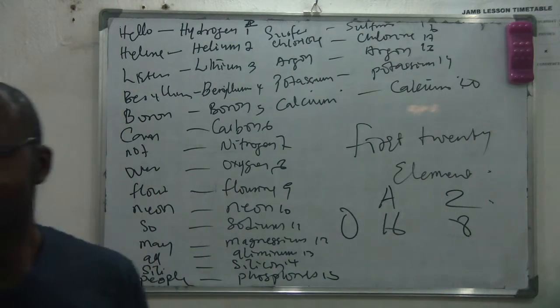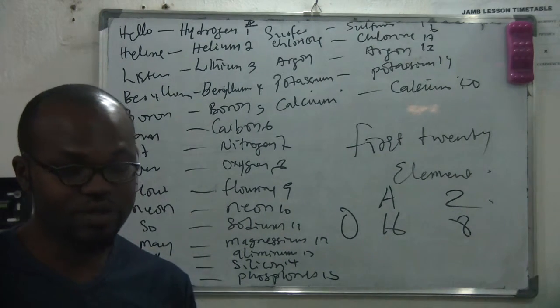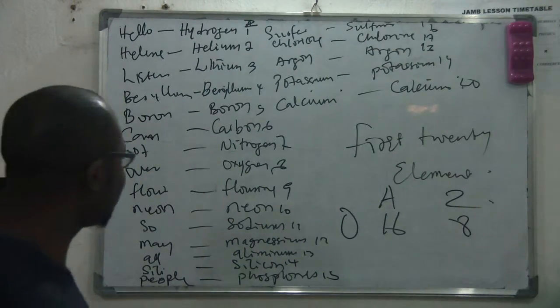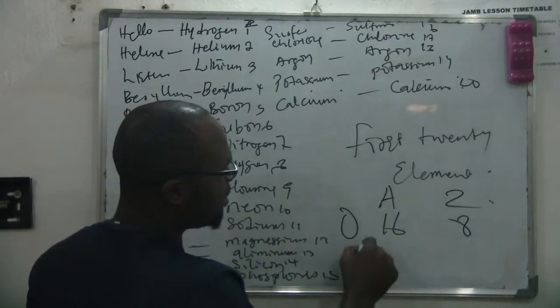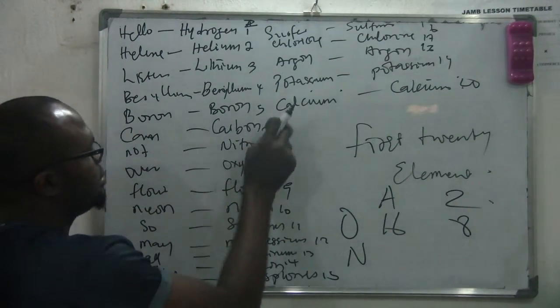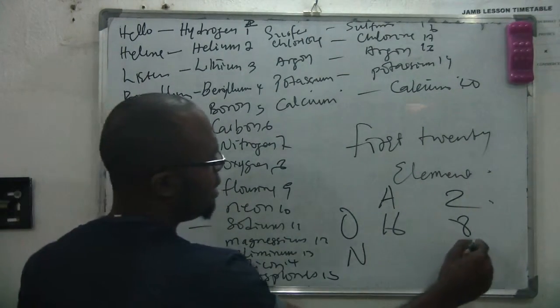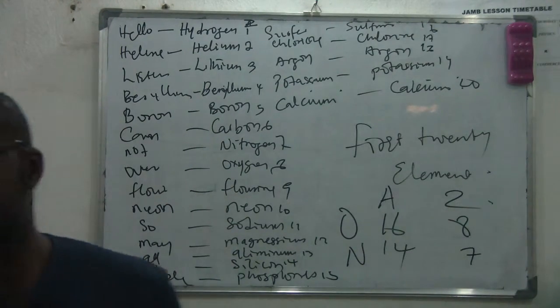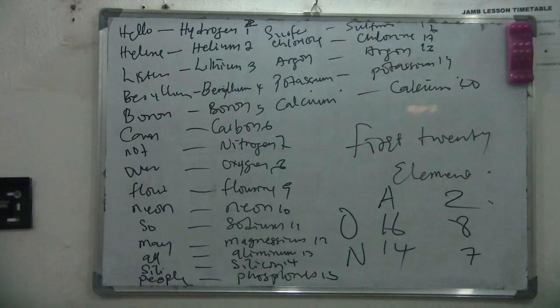Is that clear? So when you know the atomic number, you automatically know the mass number. What is the atomic number of nitrogen? 7. And the mass number is 14, which is 7 times 2. Is that clear?